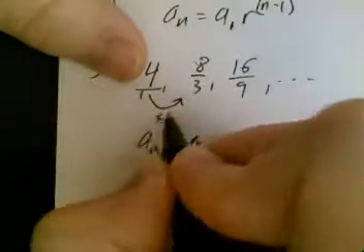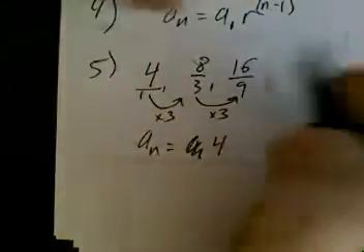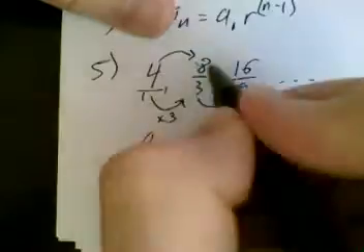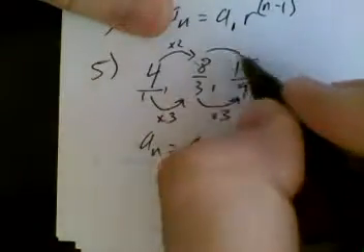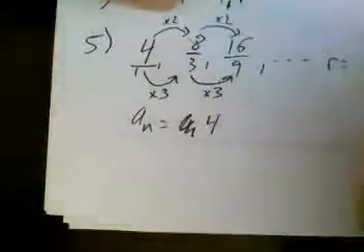Because from 1 to 3, I'm multiplying by 3 on the bottom. Am I doing the same thing on the bottom over here? Yes. What am I doing on top? Well, 4 times 2 will give me the 8. 8 times 2 is going to give me the 16. So it really looks like my r value overall is a 2 on top and a 3 on bottom.